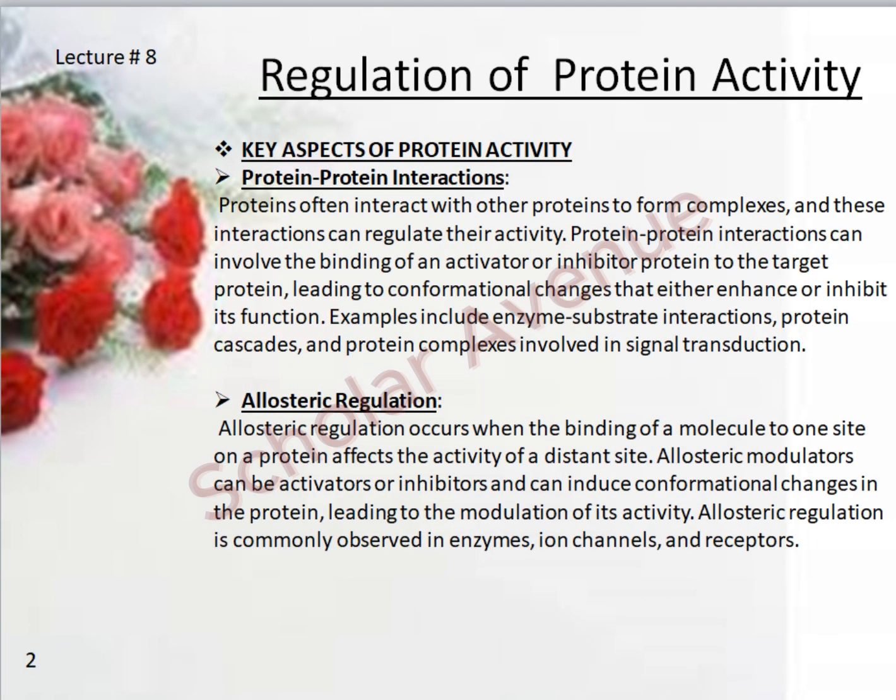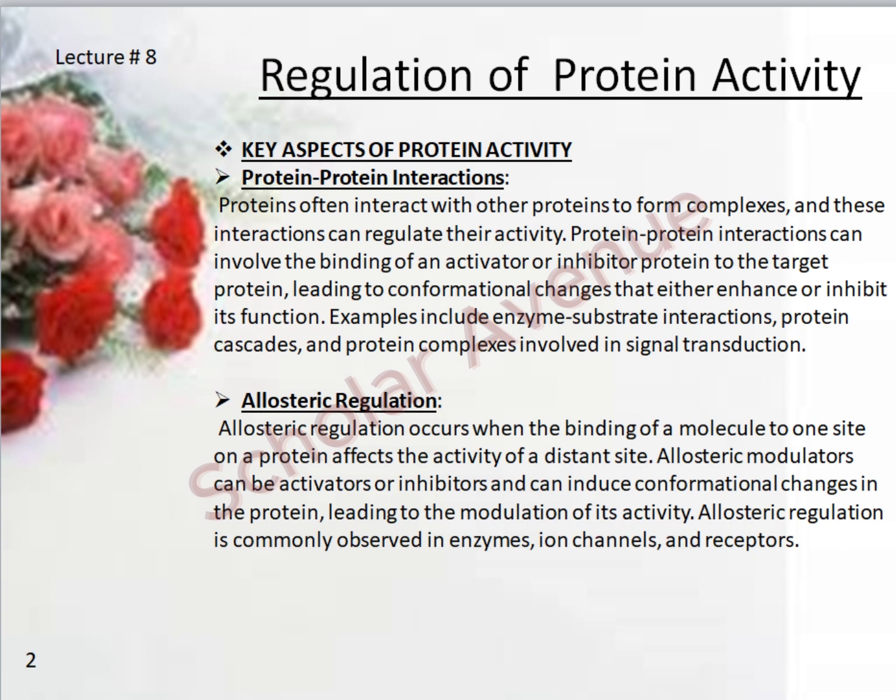Let's discuss protein-protein interactions. Proteins often interact with other proteins to form complexes, and these interactions can regulate their activity. Protein-protein interactions can involve the binding of an activator or inhibitor protein to the target protein, leading to conformational changes that either enhance or inhibit its function. Examples include enzyme-substrate interactions, protein cascades, and protein complexes involved in signal transduction.